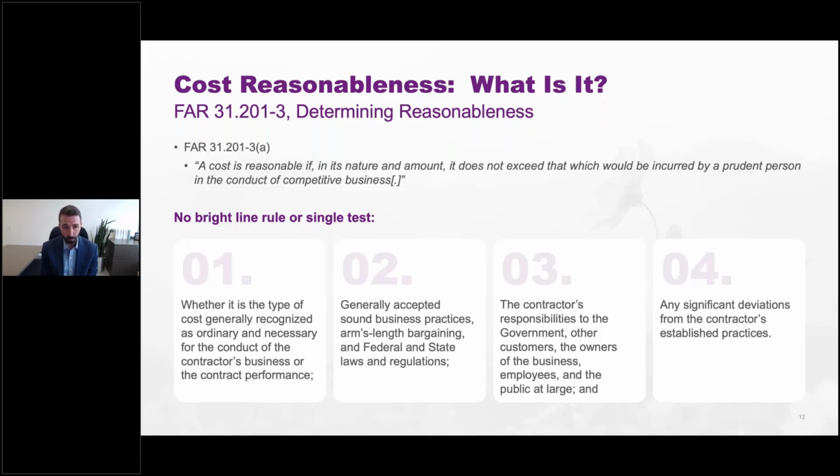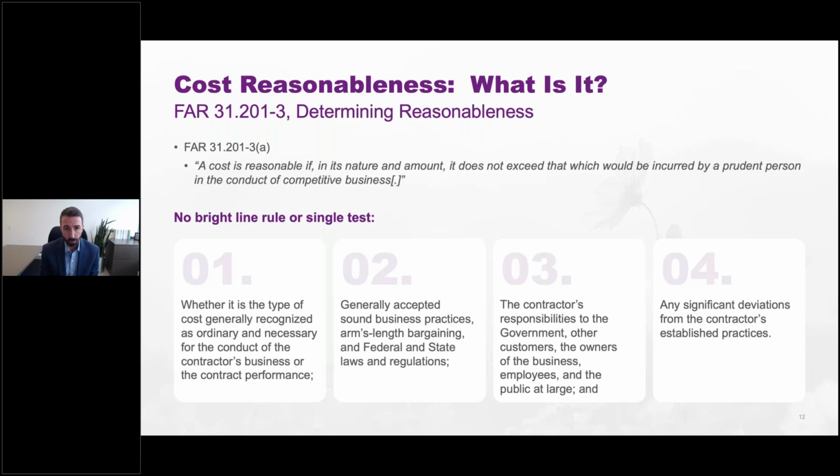This is a concept in FAR 31.201-3, determining reasonableness. Costs are reasonable if, in their nature and amount, they do not exceed that which would be incurred by a prudent person in the conduct of competitive business. What does that mean, right? Not all that intuitive. You read that sentence. What is that saying? So that's saying in two parts. The costs need to be reasonable in nature and amount, meaning they need to be a sort of cost in nature where it makes sense that it's reasonable for a business to have incurred, right?